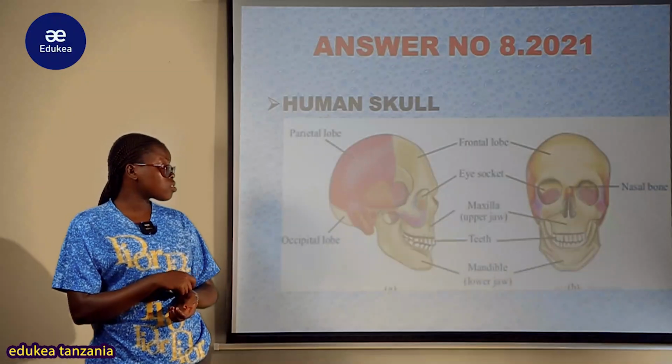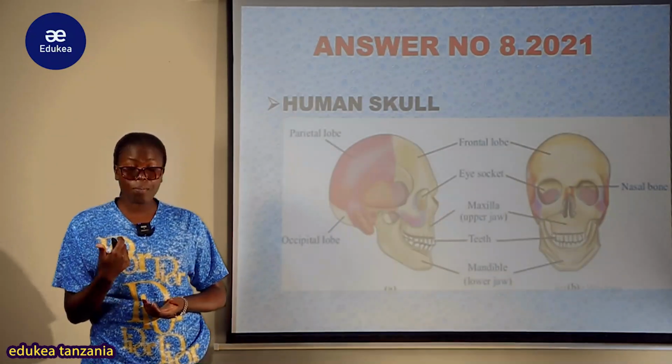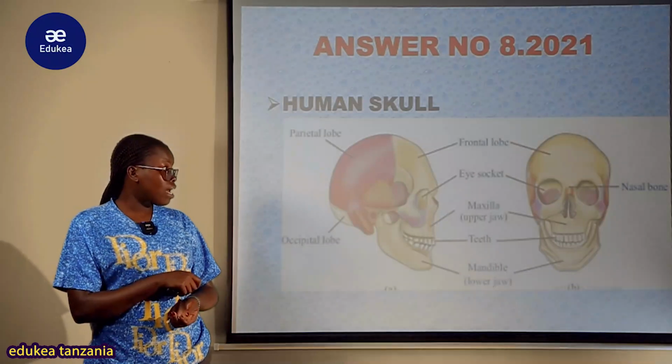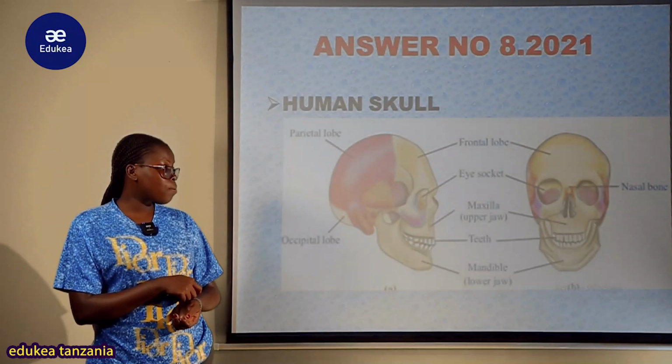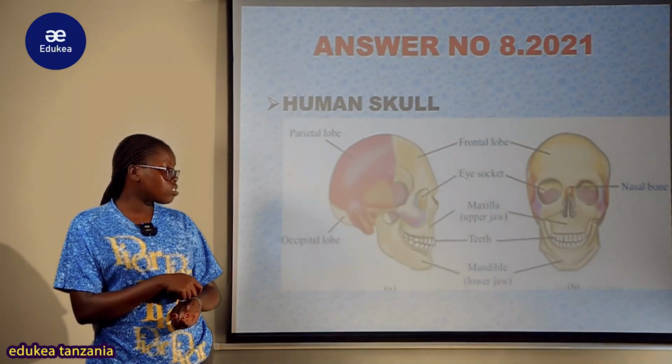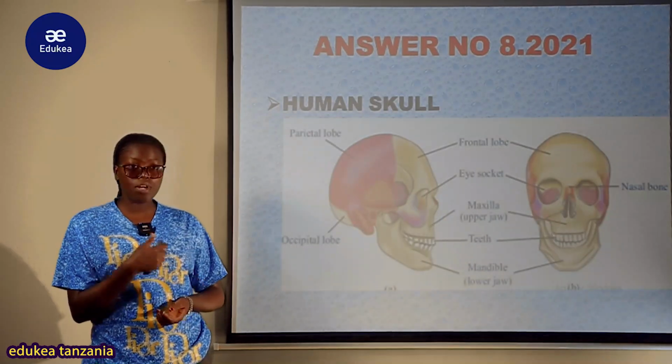And this is example of the human skull ambapo kuna kuwepo na cranium, ambapo within the cranium is where kuna kuwepo na ubongo na kuna other sensory organ, kwa mfano kama hapa eye socket ndio macho na kuwepo, kuna nasal bone ambapo kuna kuwepo na pua, kuna this occipital condyle, kuna mandibles, kuna maxilla ambapo kuna meno.